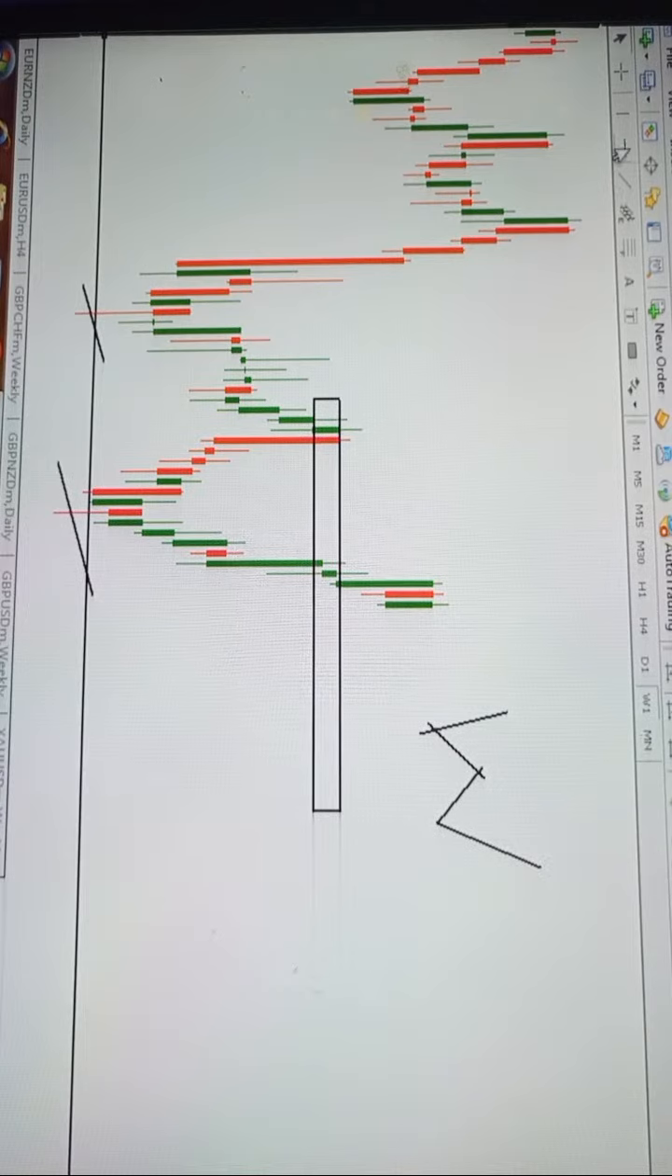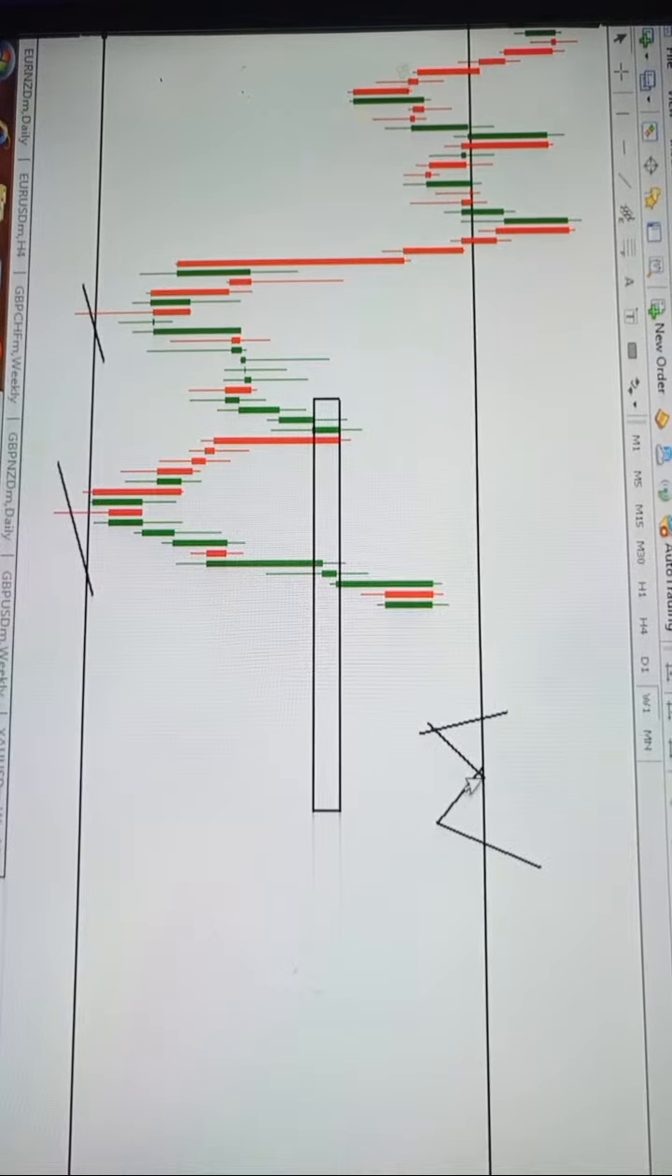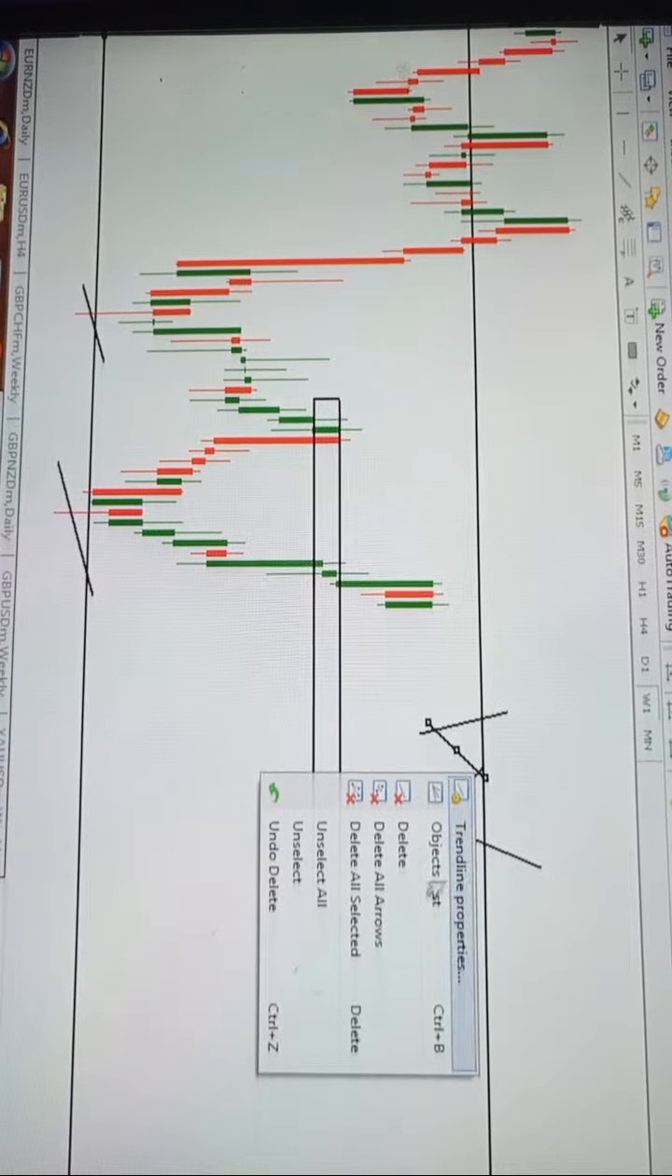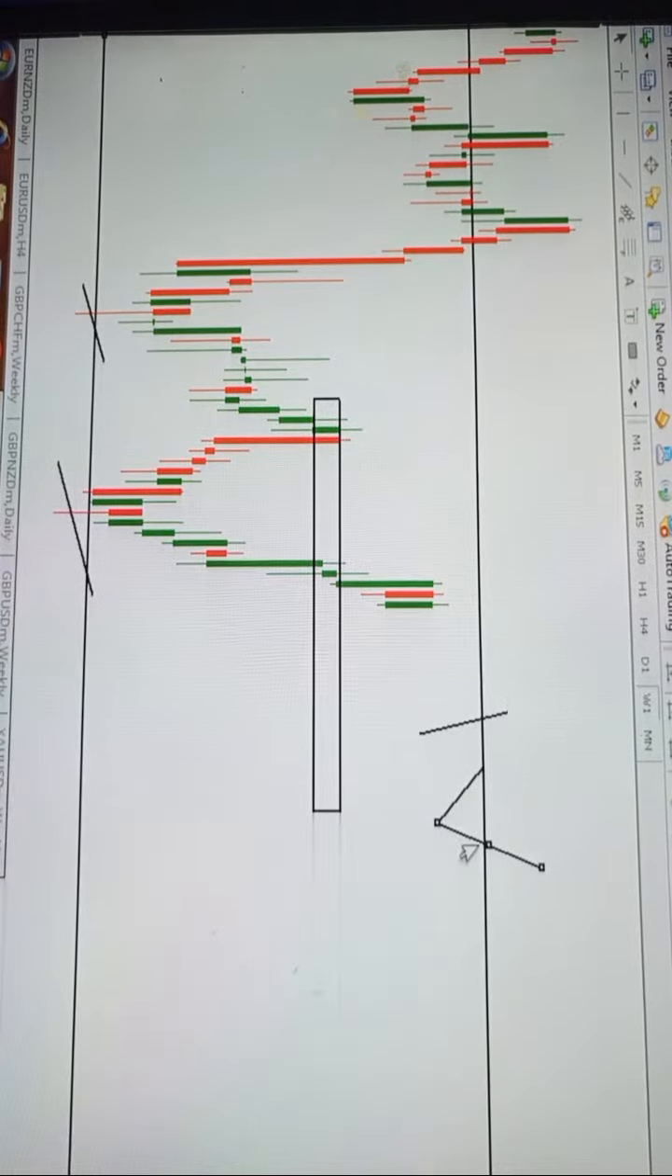So when the structure of the market is being broken, like from here, you can see this. That is a very important point. We call that BMS. Now that is our BMS. Now let me delete that and go straight away to the diagram.